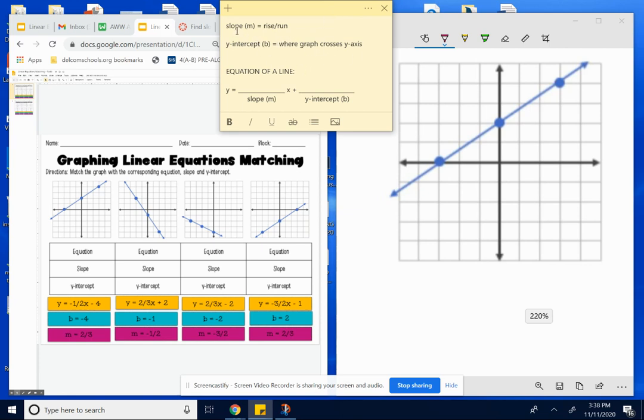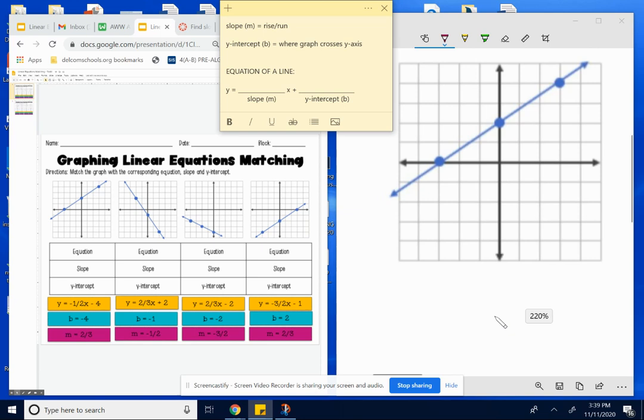The slope of a line is the rise over the run. By rise we mean up or down, run we mean right or left. As you travel from one point to another point, how much do you rise and how much do you run? The y-intercept is where a graph crosses the vertical y-axis, the y-axis instead of the x-axis.